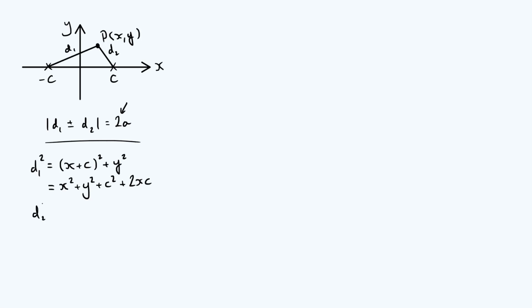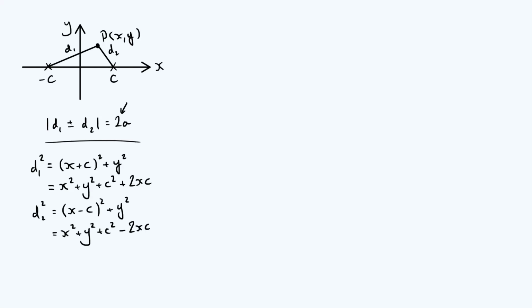And then for basically the same reason, you conclude that d2 squared is x minus c squared plus y squared, right? The only difference is now we're considering the distance between these two points, where the one on the right has a positive c as its x coordinate. You then expand the brackets again, you get something very similar, x squared plus y squared plus c squared. This time you've got minus 2xc at the end.